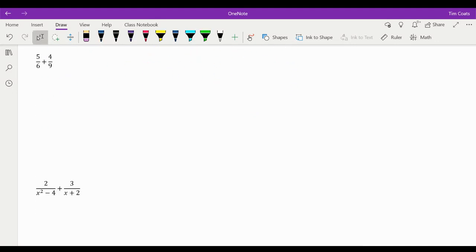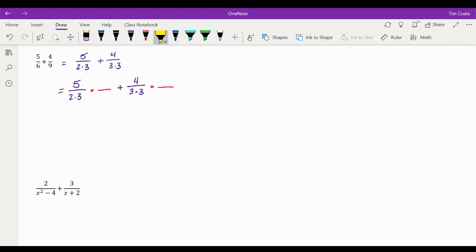Now, let's look at one that gets a little bit more challenging. If we have 5/6 plus 4/9, it can be a little harder to figure out what the common denominator might be. What I would suggest doing is first factoring the denominators. So 6 can turn into 2 times 3, and 9 can turn into 3 times 3, because those are the factors of 9. So we're going to have 5 over 2 times 3 times something new to create that common denominator, plus 4 over 3 times 3.